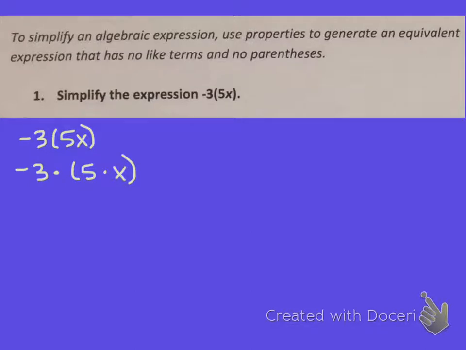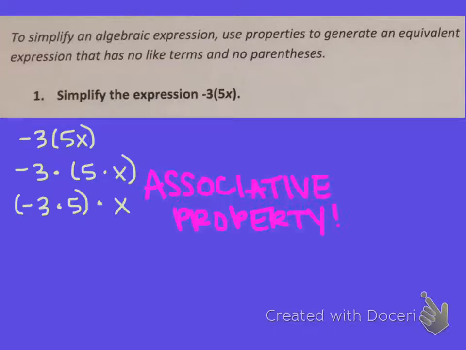And then according to the associative property, I can take my parentheses and move them around to different terms when I am multiplying, and it will not affect the product. So I'm going to put the parentheses around my like terms, both terms that have no variable, my constants. So this is the associative property that allows us to do this.